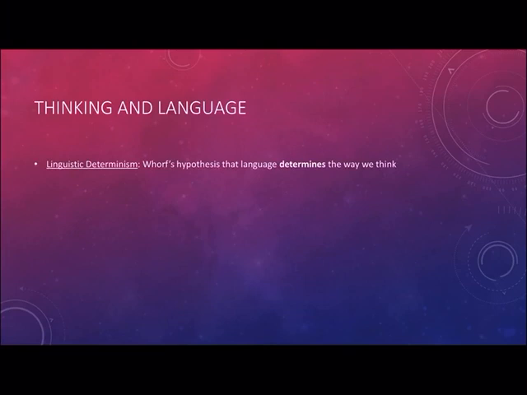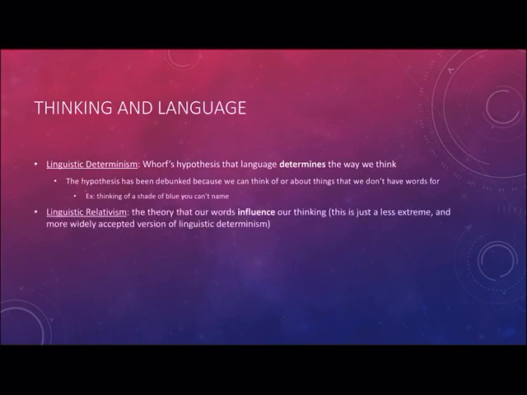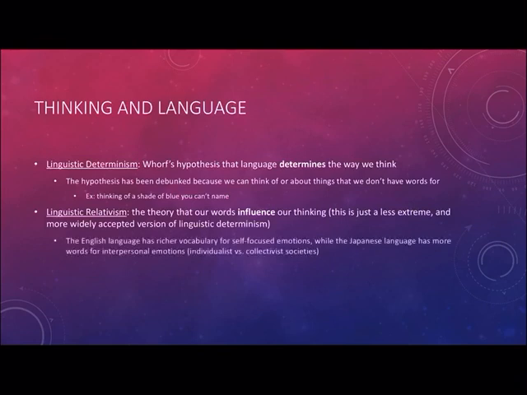But linguistic relativism says, okay, well, maybe language doesn't determine the way that we think about every single thing. However, certainly our words and our language influence the way that we think. This is just a less extreme, more widely accepted version of linguistic determinism. So I'm going to give you some examples, the ones that are on the slide here. The English language has richer vocabulary for self-focused emotions, while Japanese language has more words for interpersonal emotions. So this is that difference between individualist versus collectivist societies.